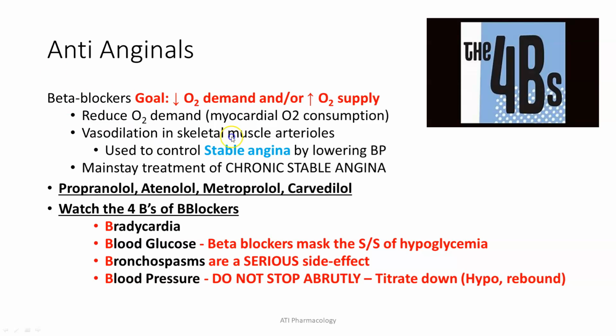Beta blockers we've talked about already. We know that they decrease myocardial O2 demand. We're going to use them to control stable angina. They end in -lol, but just watch for the 4 B's of beta blockers: your bradycardia, your blood glucose, bronchospasms, and blood pressure.